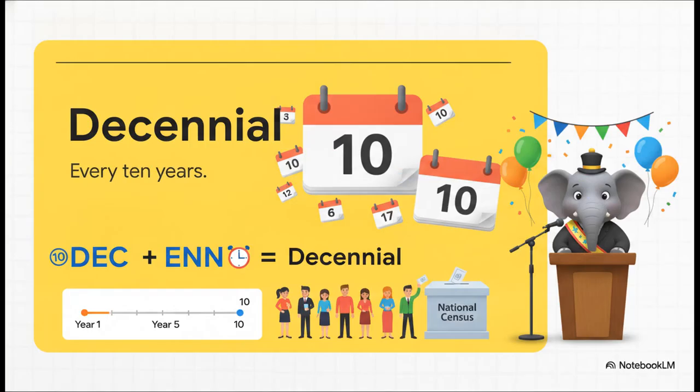Let's jump ahead in time now to a wise elephant mayor celebrating a whole DECA decade in office. That brings us to decennial, meaning every 10 years. You already know the word decade means 10 years, and it uses the exact same DEC prefix. So, DEC meaning 10 plus ENN for year equals decennial. The national census, for example, is usually conducted on a decennial schedule.